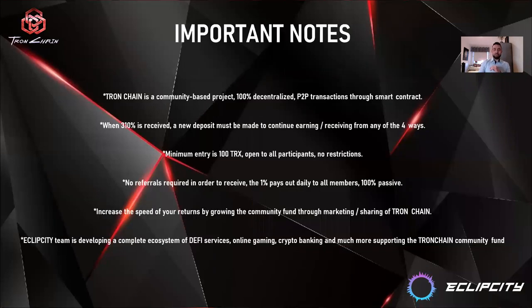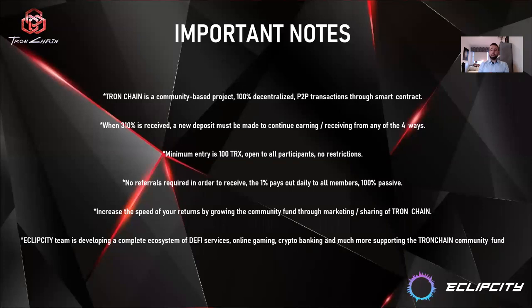All right, guys, moving on. The important notes. Tron Chain is, as we know, a community-based project. It is 100% decentralized with peer-to-peer transactions through smart contract technology. When you have received 310%, you need to make a new deposit to continue earning or receiving from any of the four ways. The reason for this is that it also eliminates people draining. If you would like to continue to receive, no matter how much you build or how big your team is, you will need to make a new deposit. You will need to contribute to the fund again.